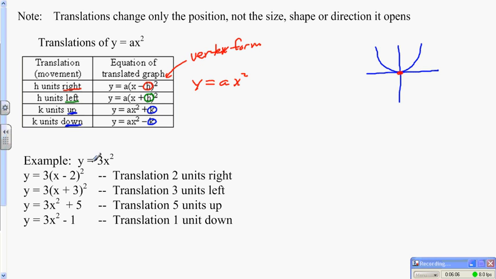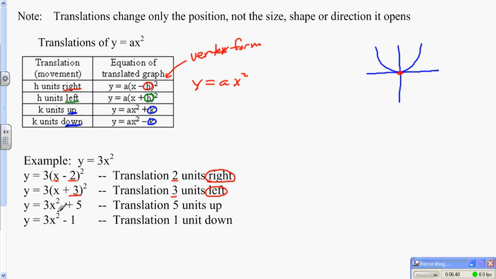So let's take a look at these examples. Notice again some key things. The x is being affected here. It's inside the parentheses and you are subtracting 2. As our table says, when we subtract something inside the parentheses, it moves it to the right and it moves it 2 units. Again, inside the parentheses, if you add 3, it'll go 3 units to the left.